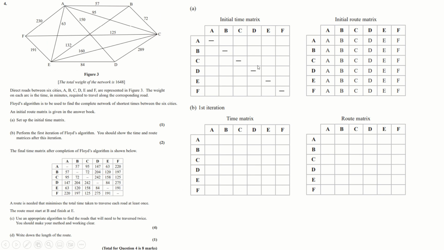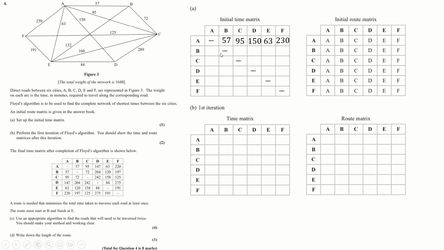So we've got, I'll just put dashes in here because we're obviously not interested in A to A or B to B and so on. Let's just fill this in. So A to B is 57, A to C is 95, A to D is 150. I mean, just look at the table, just read it.